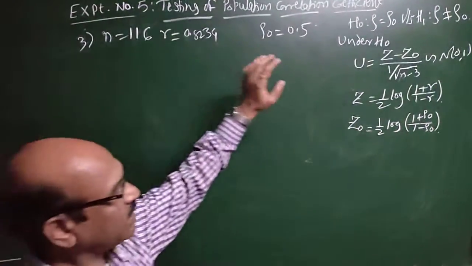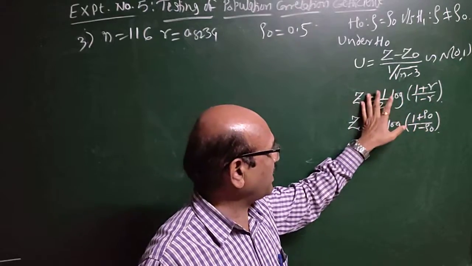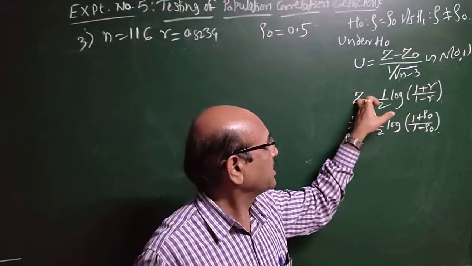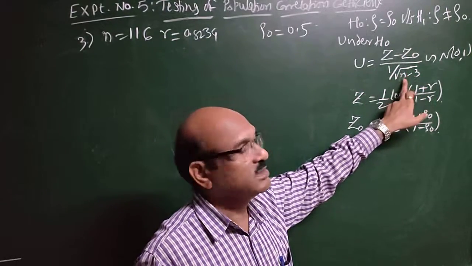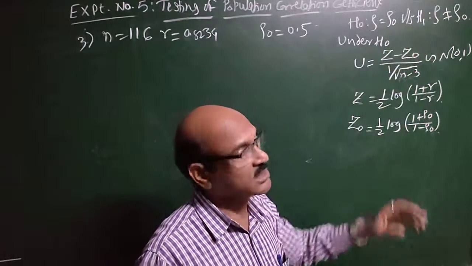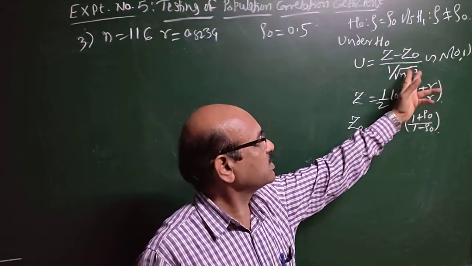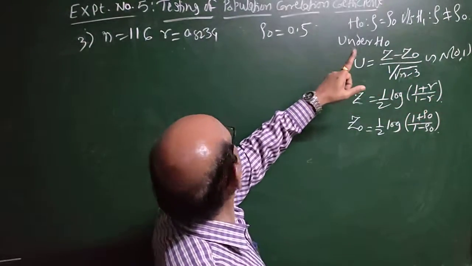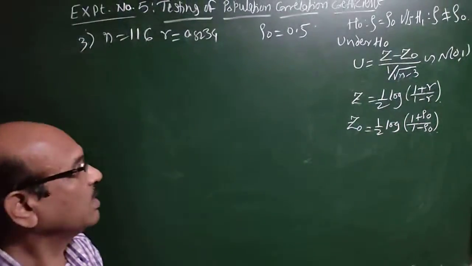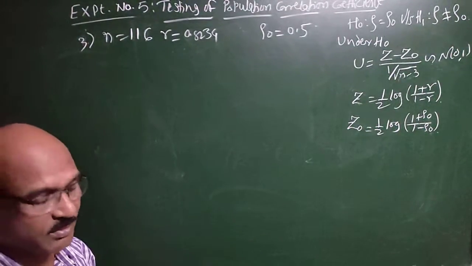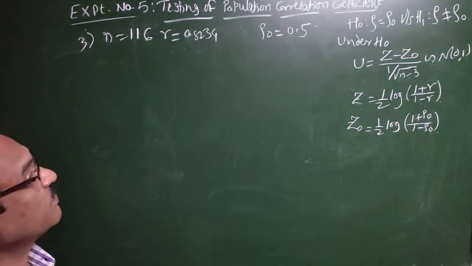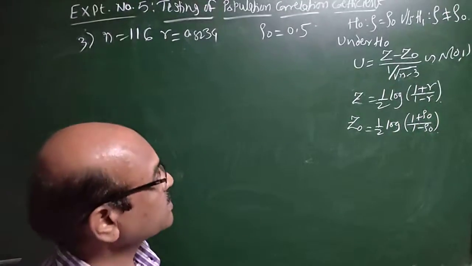Again, you substitute this value here and get the value of z. Put 0.5 in this place and get the value of z naught. Get its subtraction, and this is divided by 1 upon root of n minus 3, or you can multiply by root of n minus 3. So this subtraction is multiplied by the root of this, what is that? n minus 3 is 130, so root of 130 needs to be multiplied to this subtraction. So that is your u calculated. U table, as usual, is 1.96. So these are the 3 questions for testing a single population correlation.